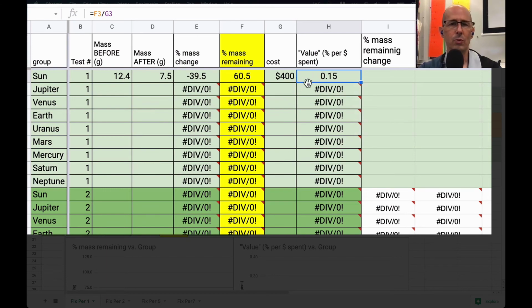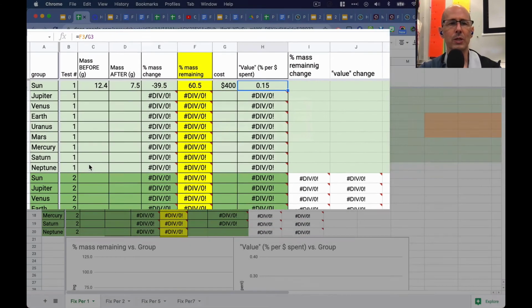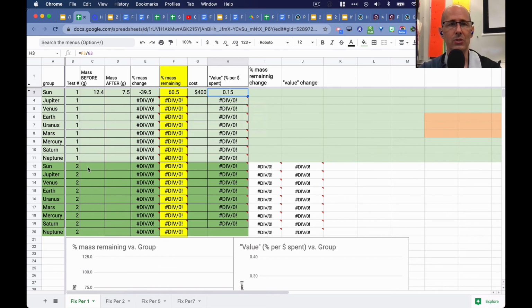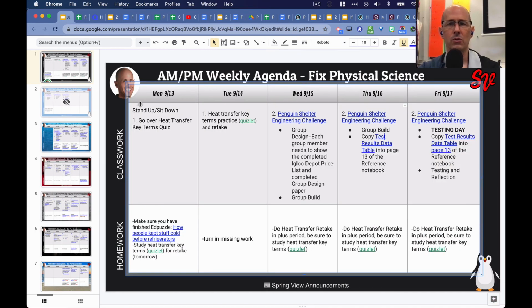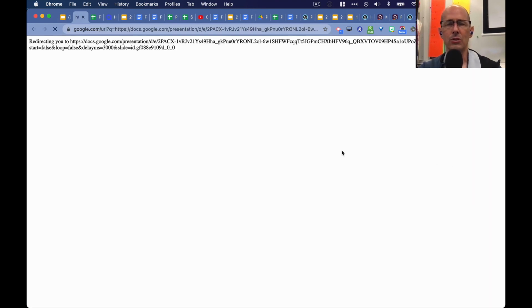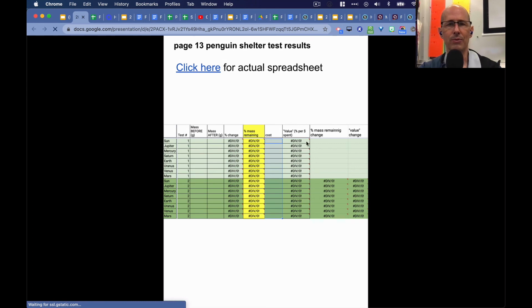So we did that, and this is going to lead us to next week, where they're going to do a redesign, and they're going to do a second test of their redesign and see if they improve at all. That is basically what we did. They're recording it into page 13 of their reference notebook. So that's basically what we did this week.